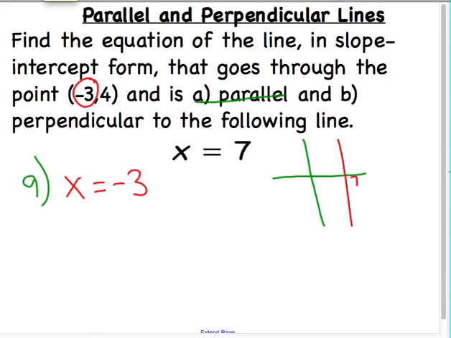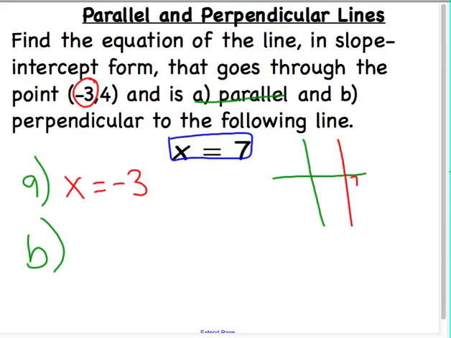The special cases, as you've noticed, are the least amount of work, but you just have to recognize when there's a special case. So now we look at part B. Part B is the perpendicular line. Again, we're using the line x equals 7. If we look at the red line that I drew here, that's a vertical line. What type of line is going to be perpendicular to a vertical line?